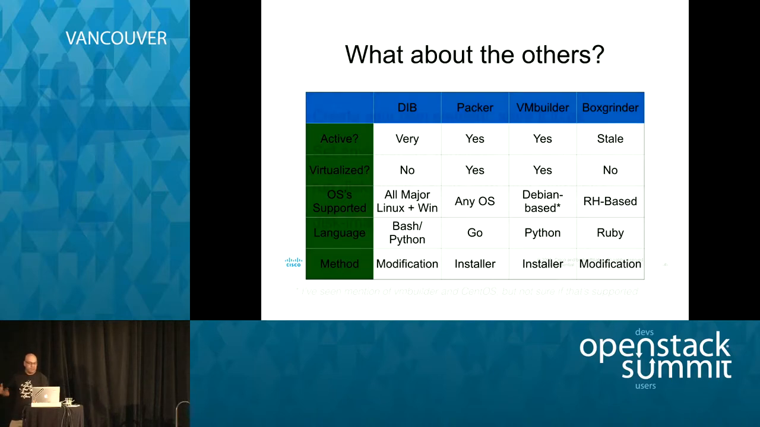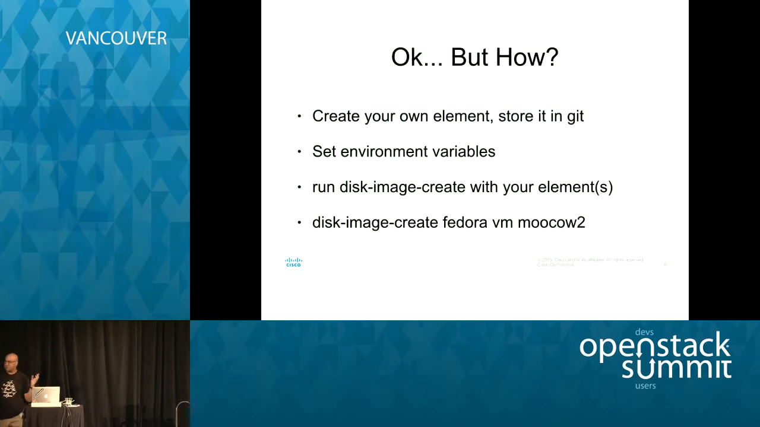So now I know how to do Disk Image Builder, but how do I make my own element? Where would I put my secret sauce? So obviously the first thing you want to do is keep your configuration stored in some kind of config management system so you don't have a single point of failure if your laptop dies. You want to make prodigious use of environment variables because Disk Image Builder is highly tunable.